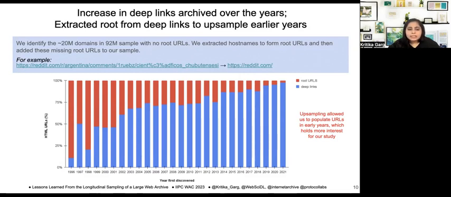As you can see in this graph, the percentage distribution of root versus deep links, the root is marked by red while deep links are marked by blue. We see the percentage of deep links archived compared to root URLs has increased over the years. Upsampling allowed us to populate these URLs in early years, which holds more interest for our study compared to the recent URLs.